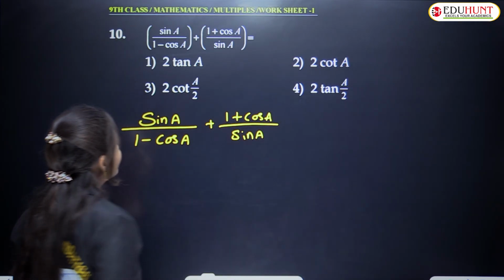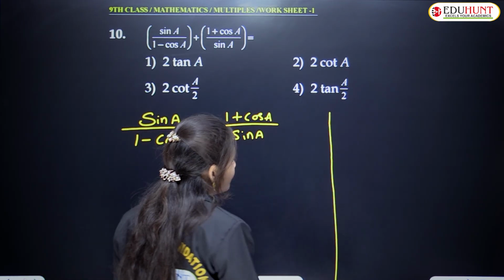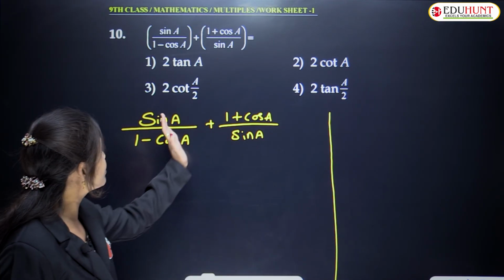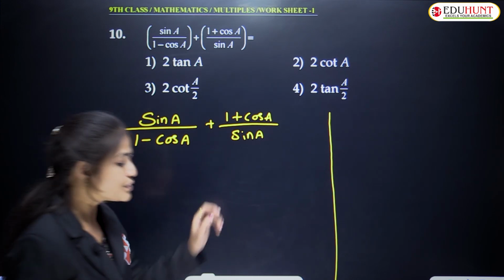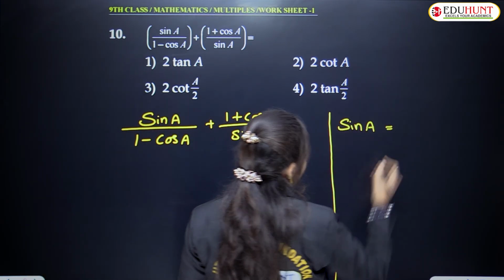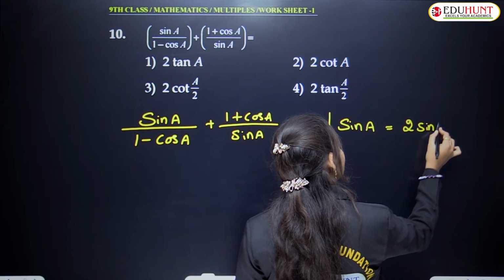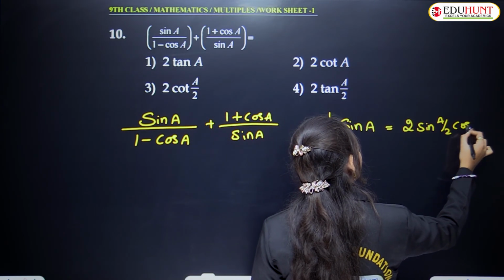Okay, children. So here they have given submultiple angle formulas. So sin a, cos a formulas, directly in the questions they gave. We know the formula for that, right? So here the sin a formula. What is that sin a formula? Already we know this, right? So the sin a formula is 2 sin a by 2 cos a by 2.